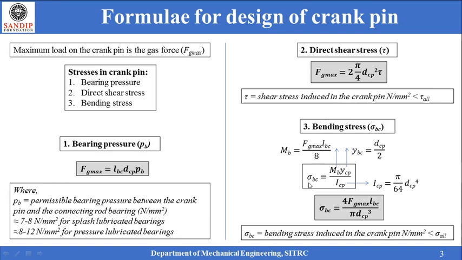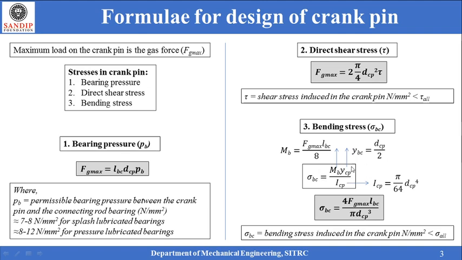Now the bending stress in the crank pin can be calculated by sigma BC is equal to My by I, which is nothing but a flexural formula. Now Mb is the maximum bending moment, which is given by Fg max LBC upon 8, which is the formula of a simply supported beam subjected to point load at the center, or uniformly distributed load over the length of the crank pin.